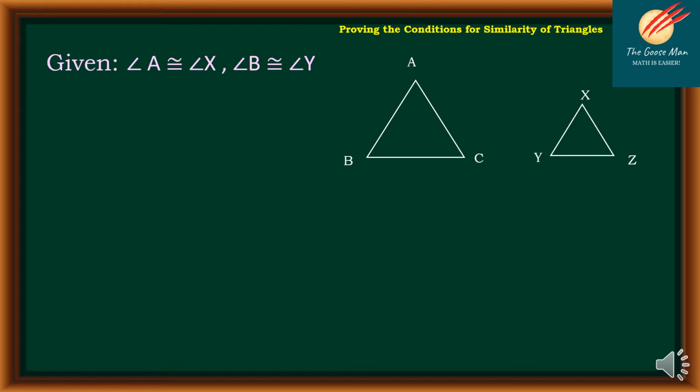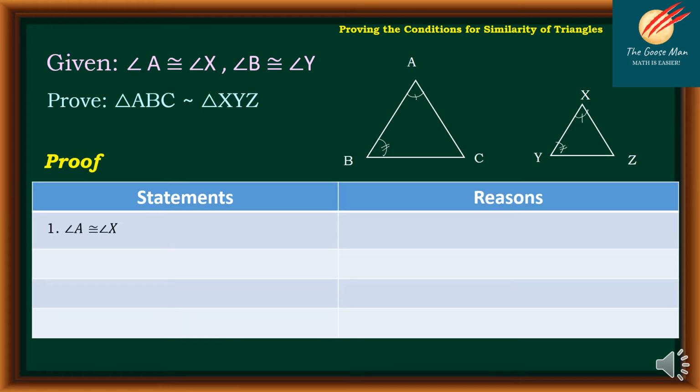Again, angle A is congruent to angle X, as well as angle B is congruent to angle Y. Also, we would like to prove that triangle ABC is similar to triangle XYZ. For our proof, statement number 1 is angle A is congruent to angle X because it's given. For number 2, we have angle B is congruent to angle Y, again from our markings, from our given.